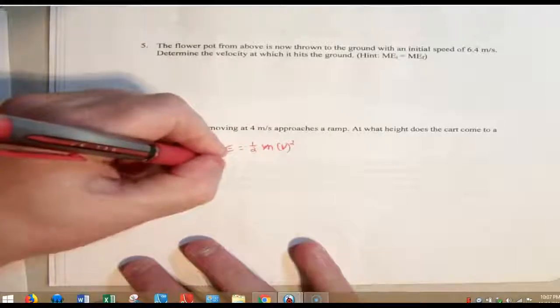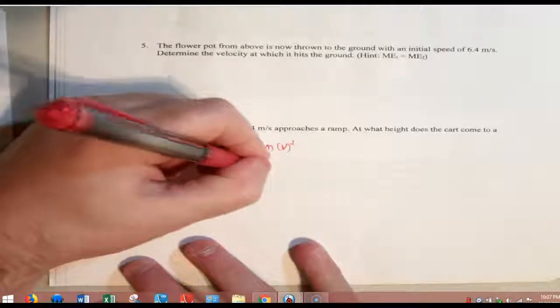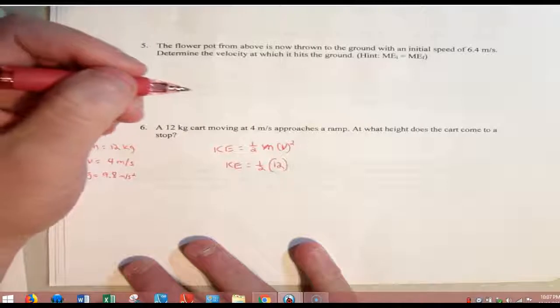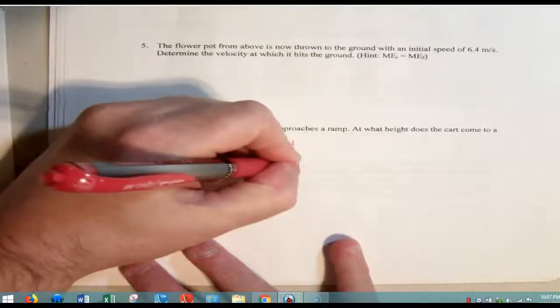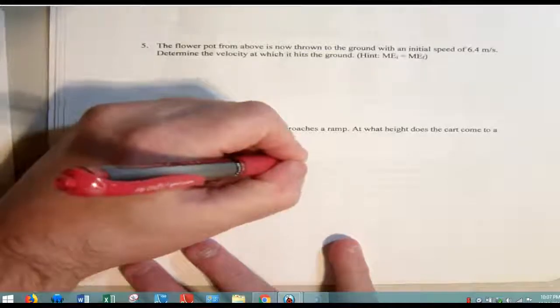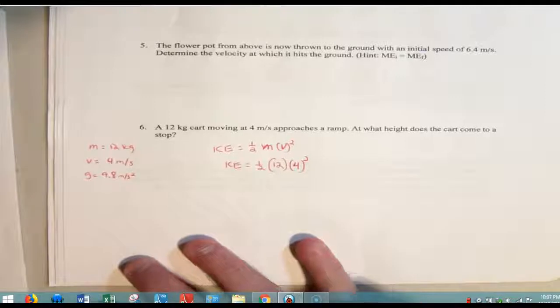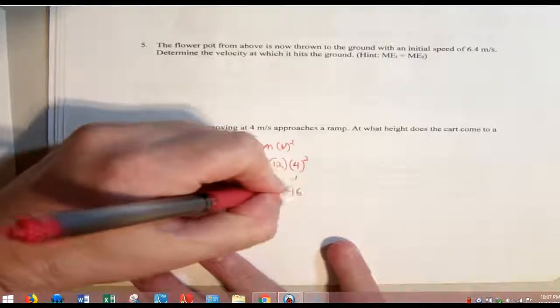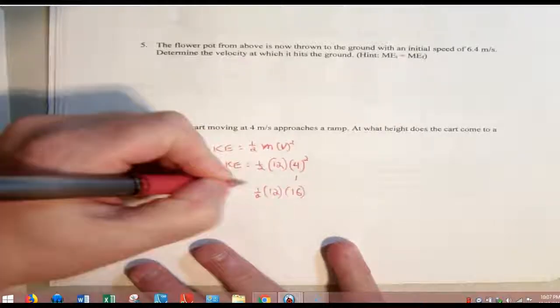So kinetic energy equals 1/2. What's the mass? 12 kilograms. What's our velocity? Our velocity is 4. Awesome. And then our velocity needs to be squared. Cool. So let's break this down into extra steps. So we square this, so it's going to be 16 times 12 times 1/2.